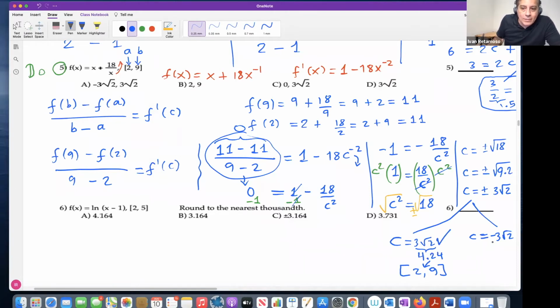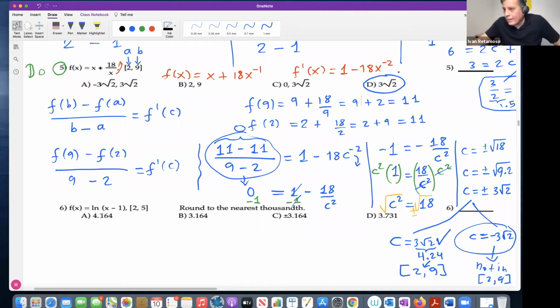This one is not, because it's a negative number, right? Negative number cannot be inside this positive interval, right? So this one you ignore, not inside 2, 9, right? That's why we reject it, right? So you keep this. And that's the one that you have to choose. This. Okay? Excellent. Very good, guys.